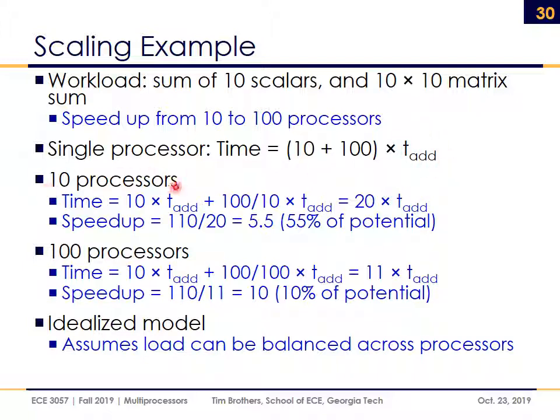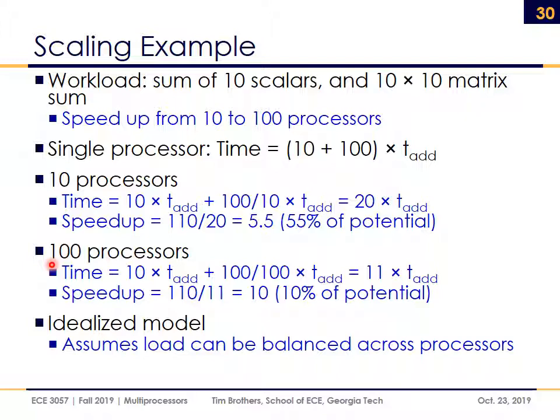However, if you have 10 processors, now you can do 10 times the operations at a single time, plus 100 divided by 10, because this is a 10 by 10, but we're going to distribute it out to these 10 different processors, times the time of a T add, is equal to 20 times T add. So we went from 110 times T add to 20 times T add. So the speedup total is going to be 55% of the potential operations.